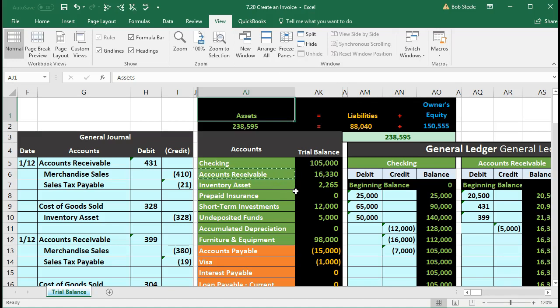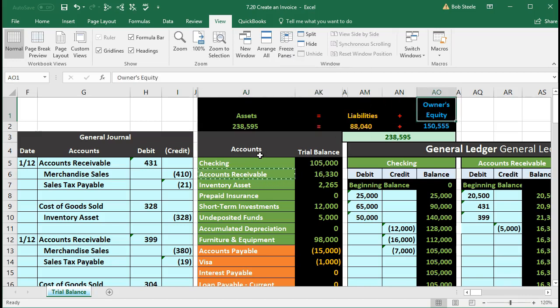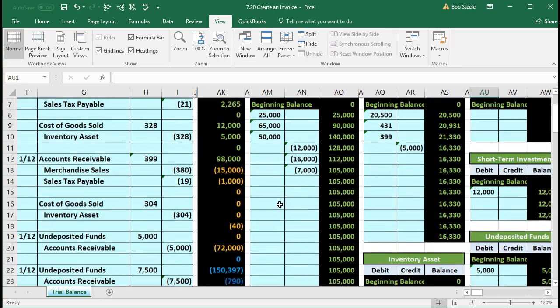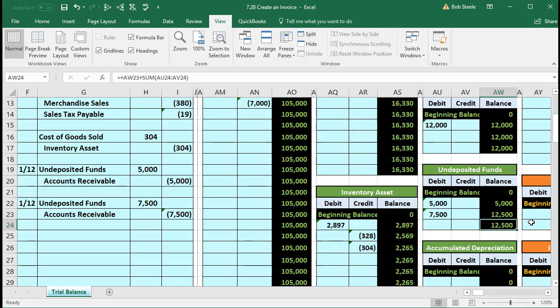So we want to be able to click that and say, this is why it's starting to look funny, meaning this is why when we scroll over this way, those first cells will remain. And then we're going to scroll down. We're going to look for that undeposited funds, which is right here in AU23. So within AU23, we're going to say that equals and just point to that 7,500. When we do so, the undeposited funds will increase to 12,500.